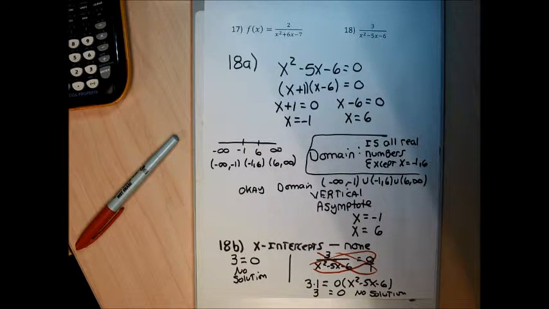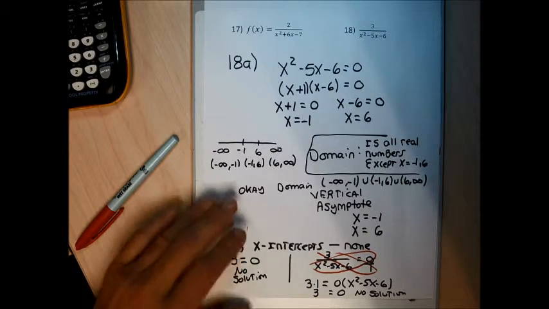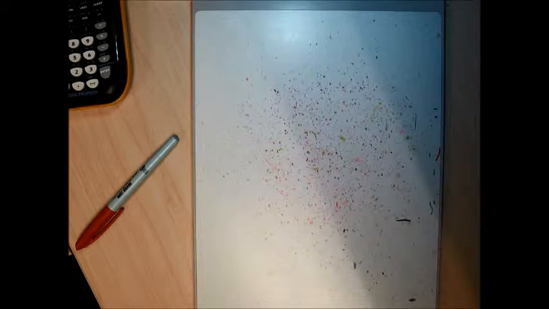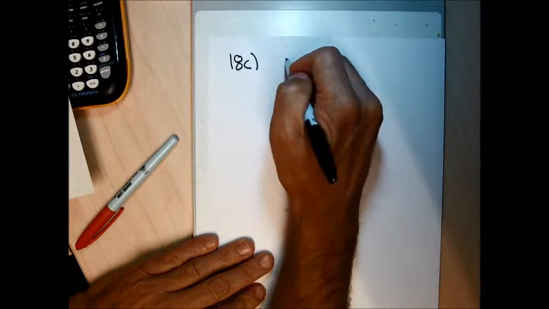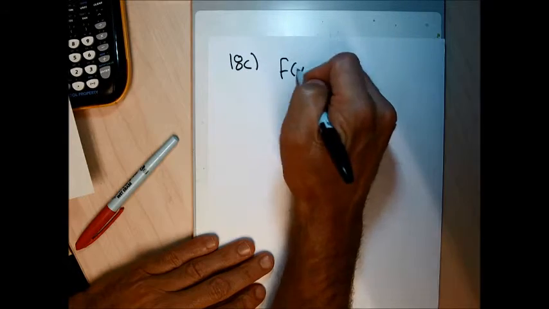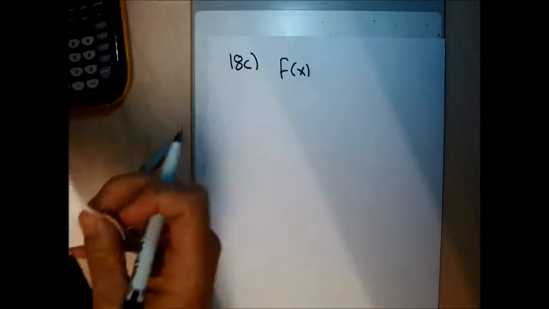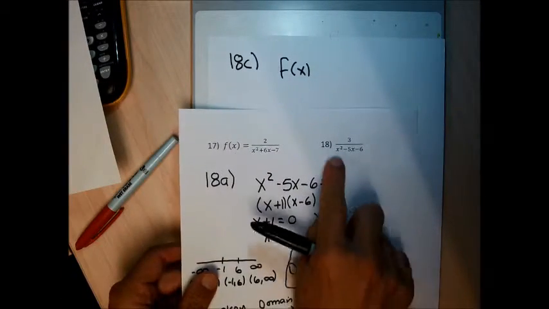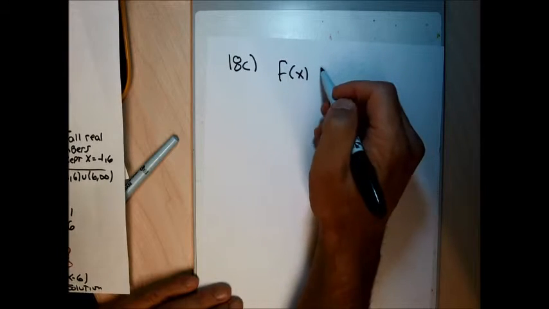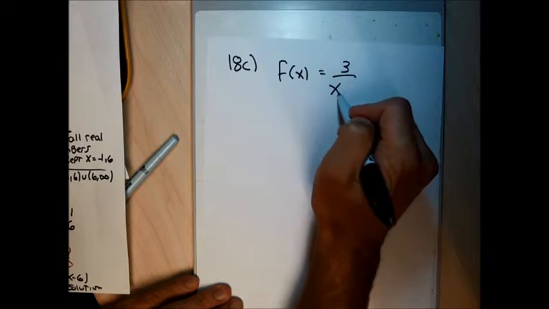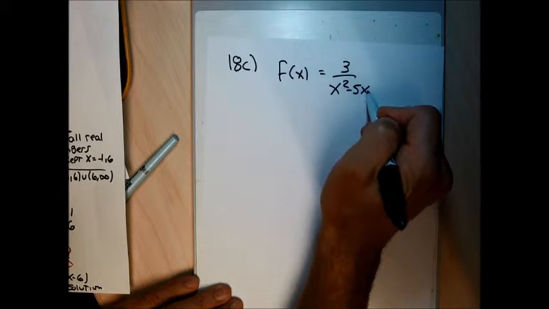Moving on to C, the y-intercepts are fairly straightforward. To find the y-intercept, you just take 0 and plug it in for x. So for part C of 18, the function I'm dealing with should say f of x, and for whatever reason there's not an f of x written preceding the fraction like you have in 17. It should say f of x equals 3 over x squared minus 5x minus 6.